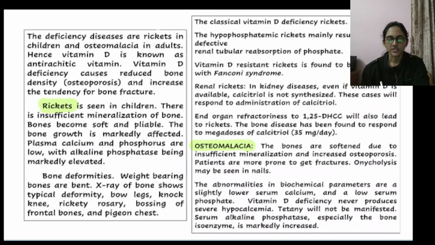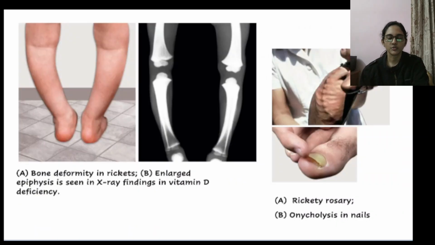Yes, clinical features. There is insufficient mineralization of bone. So you will have bowing of legs when the child starts weight bearing, starts walking. The bones will become soft and pliable. Bone growth is affected, so the weight bearing bones are bent. So you will find bowed legs, knock knees, rickety rosary, bossing of frontal bones and pigeon chest. Right, so these we have been learning for so many years, so we will definitely know.